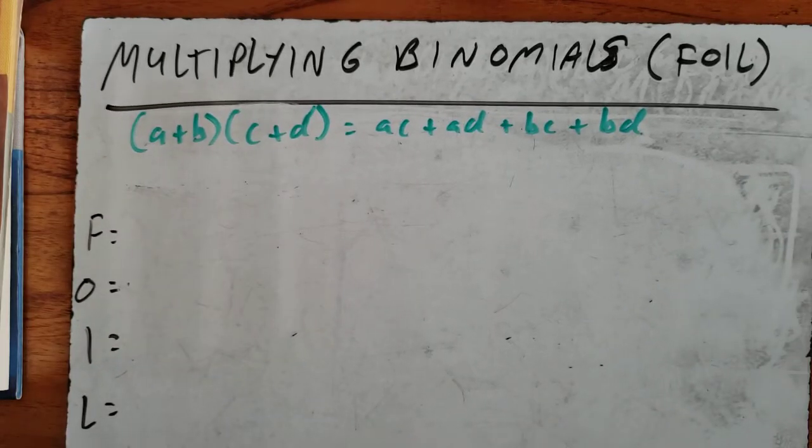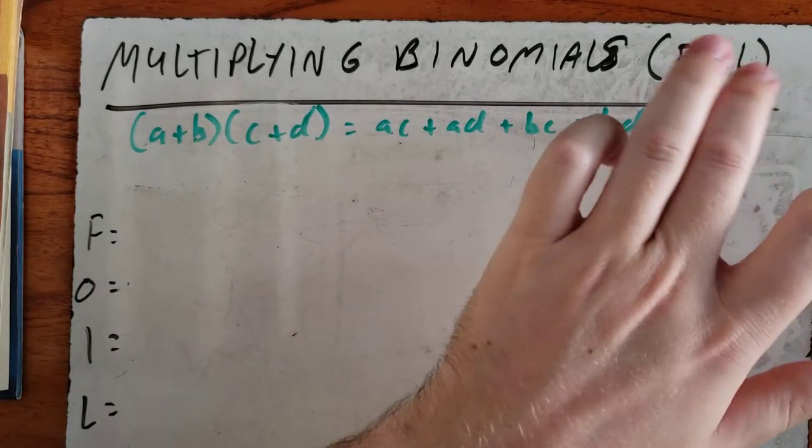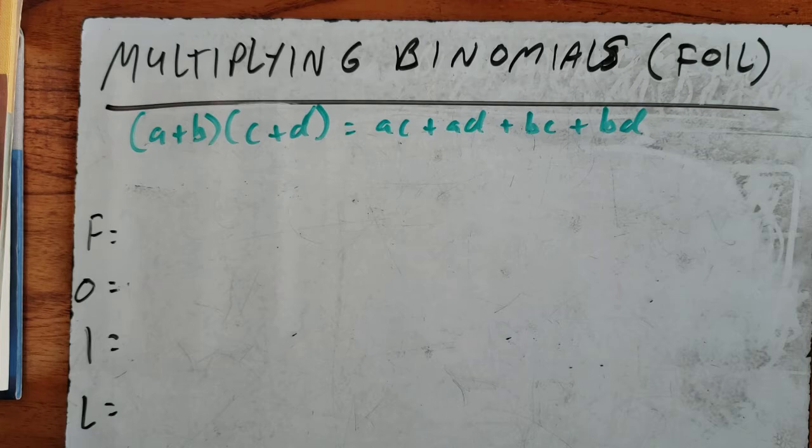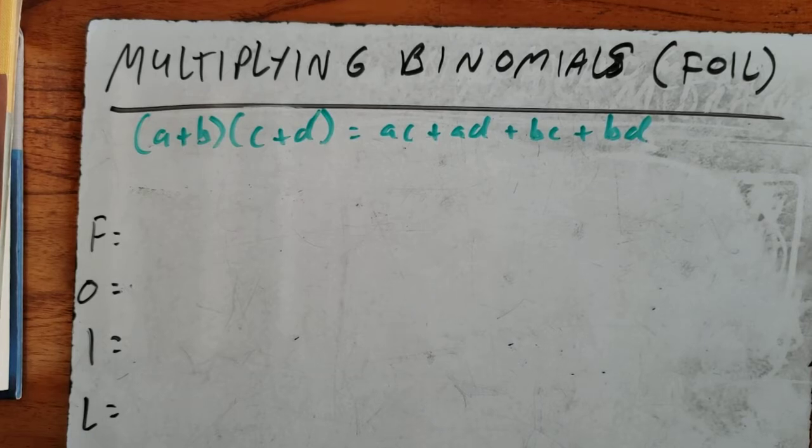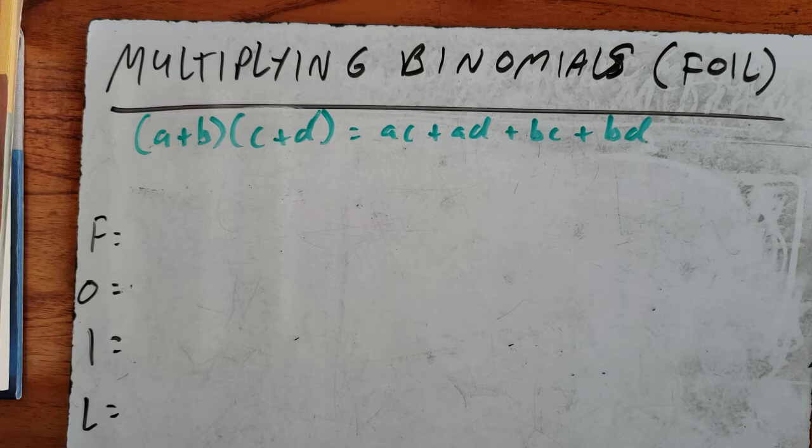All right, our last video here, I'm multiplying binomials using the FOIL method. This builds upon what we've done in the previous two videos. In video one, we talked about the basics of using the FOIL method. In video two, we did some simple examples. And then in this video, we're going to add a few more elements to it.